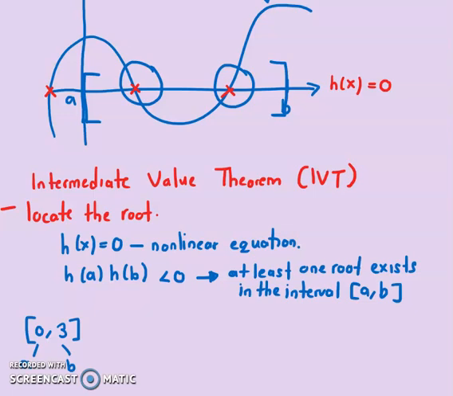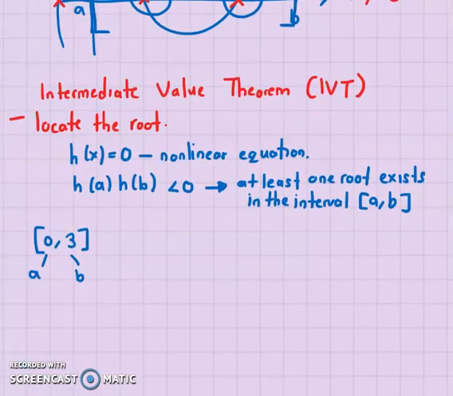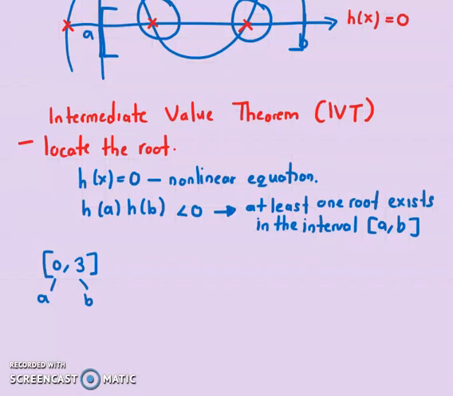Okay, but we can try to narrow it down. For example, what we can do here is first start with the interval 0, 1. So if this is 0, let's say this is 1, and then we have approximately 2 here and 3 here. This is just a sketch of the interval.